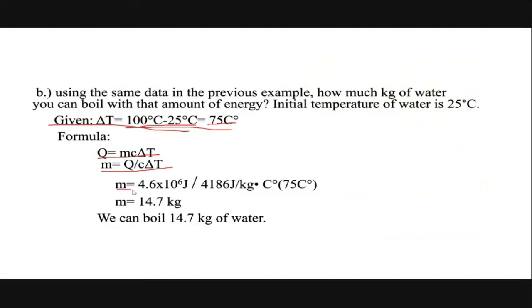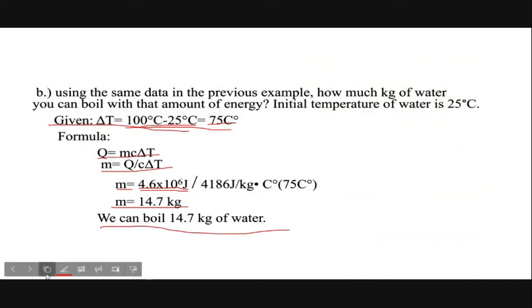So that's just 4.6 times 10 to the power of 6 joules over 4,186 joules per kilogram Celsius degree times the delta T, 75 Celsius degrees, and that's equal to 14.7 kilograms of water. So we can boil 14.7 kilograms of water using 4.6 times 10 to the power of 6 joules of energy, either in the form of heat or you have to work 4.6 times 10 to the power of 6 joules.